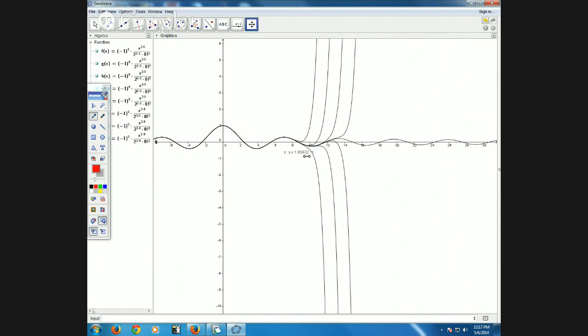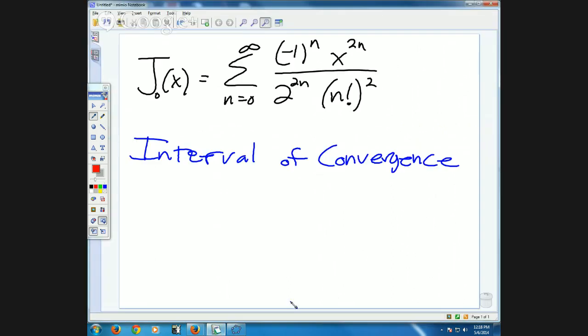Remember, this is the 10th, 11th, 12th, 13th, 14th, 15th, 16th partial sum is here. This is the 100th partial sum out here. And GeoGebra ceased to be able to function. It just locked up. So what might be a guess about the radius here? Maybe it's infinite. That happens sometimes when there's factorials involved. Okay, so let's explore with the ratio test.